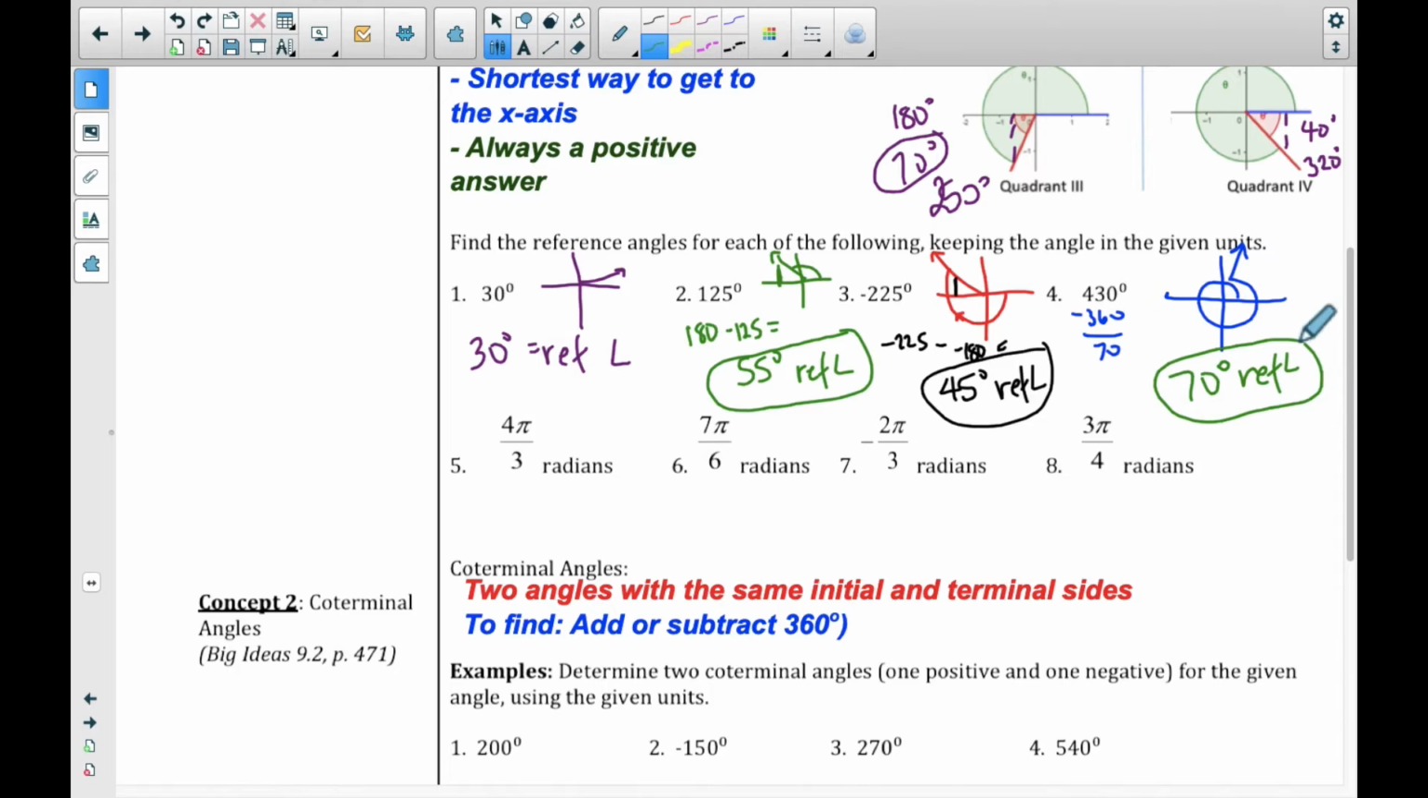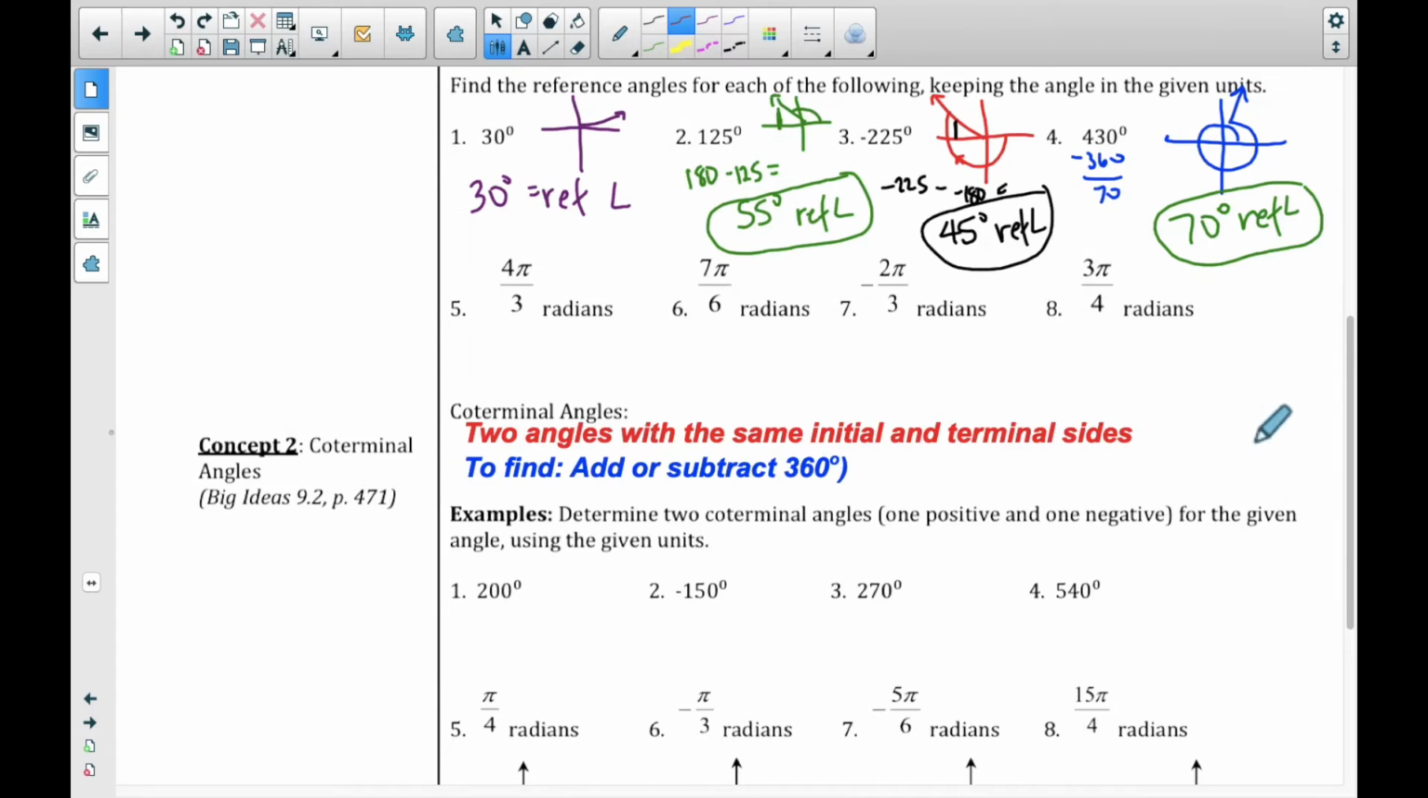So the reference angle is how far away from the x-axis is it? And that is a concept that we're going to use a lot. We're going to be going back to talking about different things like sine, cosine, tangent, for instance, and which angle are we looking at? We're always going to go back to the x-axis to figure that out. Okay, those were all in degrees, so that you now understand what a reference angle is.